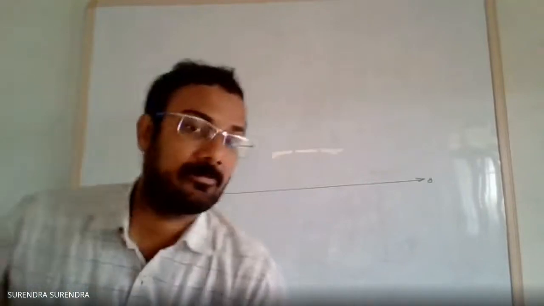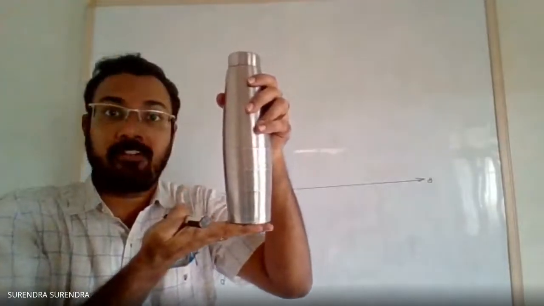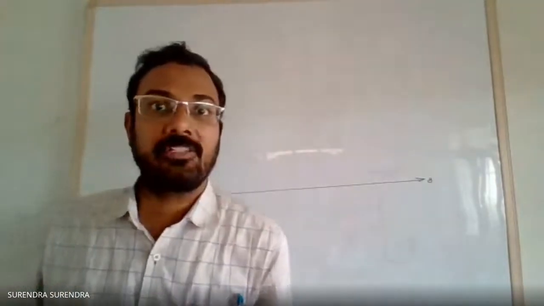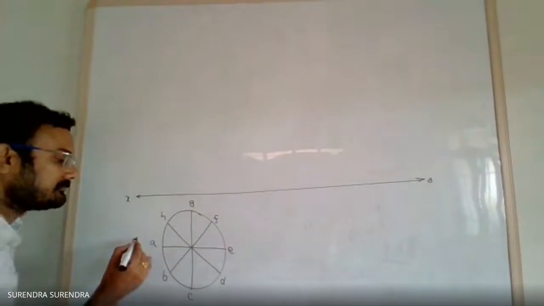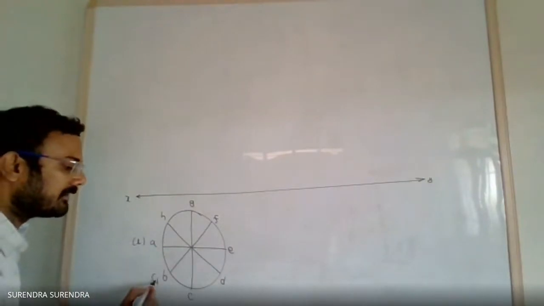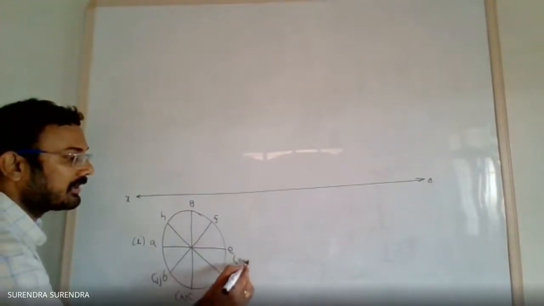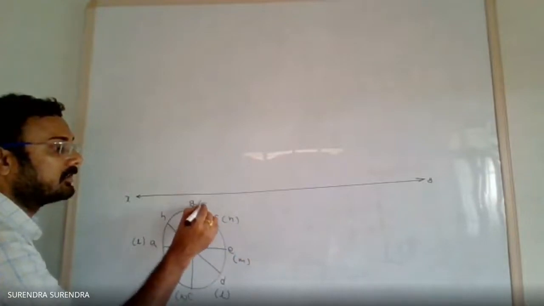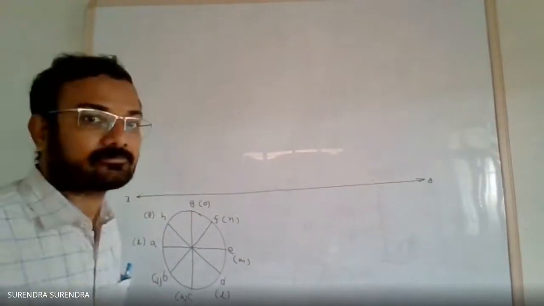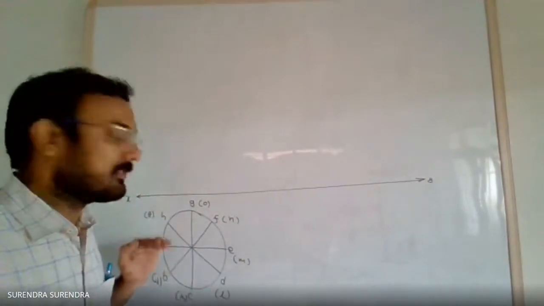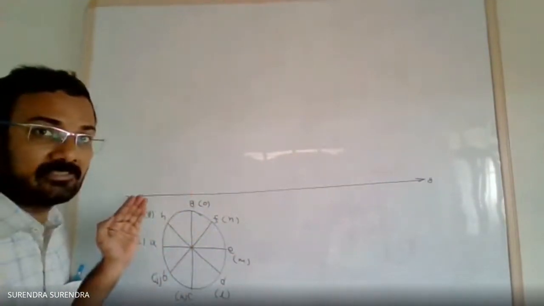So as it is a cylinder, if we are dividing the top base into 8 parts, the bottom base also has the same 8 points. So A, B, C, D, E, F, G, H on one base, and I, J, K, L, M, N, O, P on the other base, the bottom base.